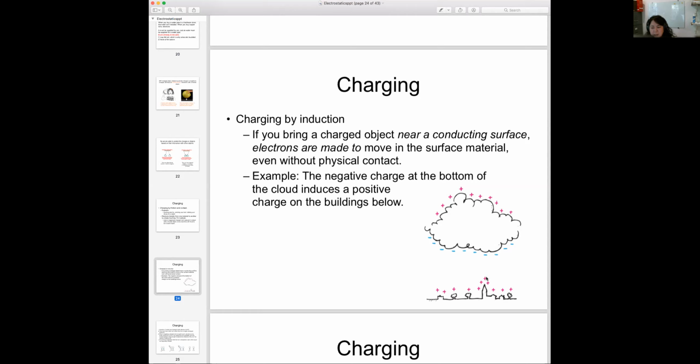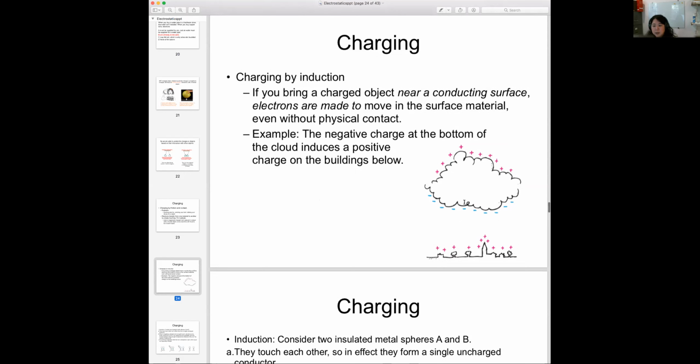You can kind of see that there's this pointy tall object. When you have a pointy tall object, that's where electrons tend to pile up more, or the positive charge tends to pile up at that pointy and tall object. So that's why lightning tends to happen to the tall and pointy object. And I'll tell you more when we discuss electric field. Okay. But that's the charging by induction.